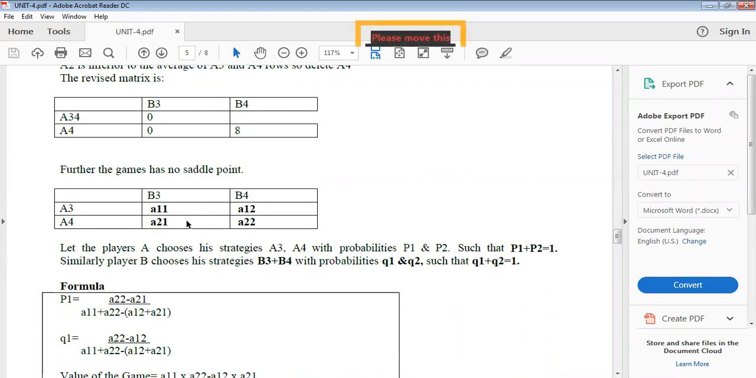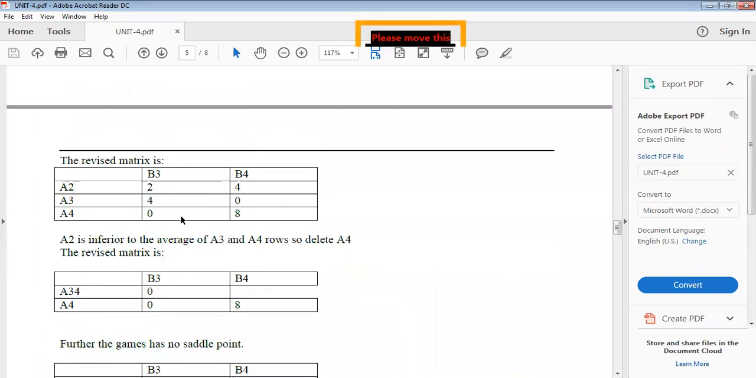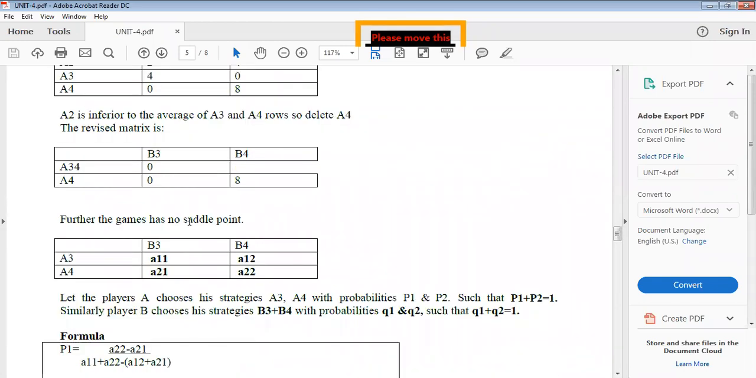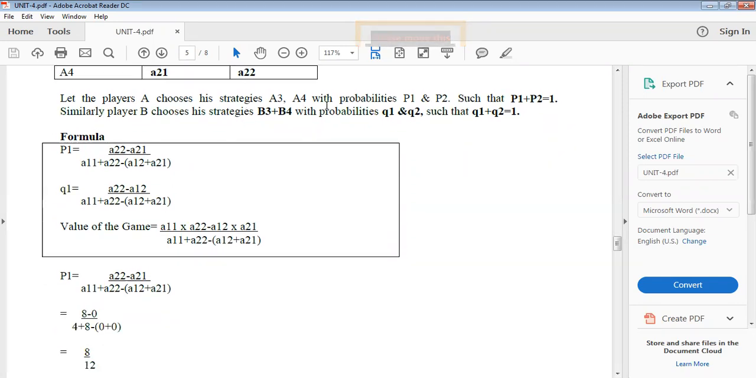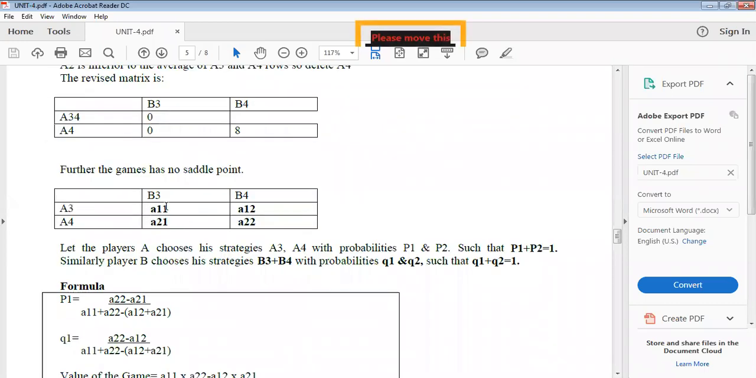Further, the game has no saddle point. No saddle point means max, min, max, they are not meeting together. So like that, the things are arrived here. The game has no saddle point. A3, A4, B3, B4, A11, A12, A21, A22. Let the players choose their strategies. P1, P2 are these particular things. P1 is equal to this formula. Therefore, Q1 is equal to this formula. So here you are left with 1 1, 1 2, 2 1, 2 2 like this.